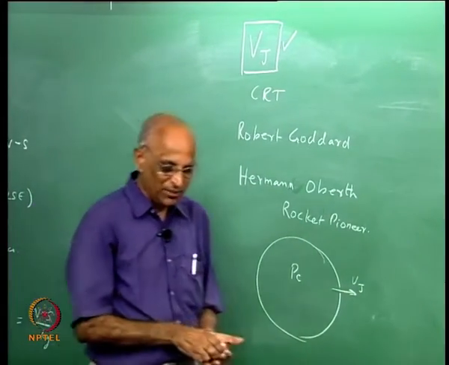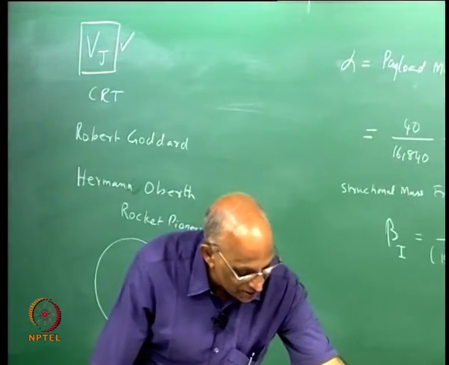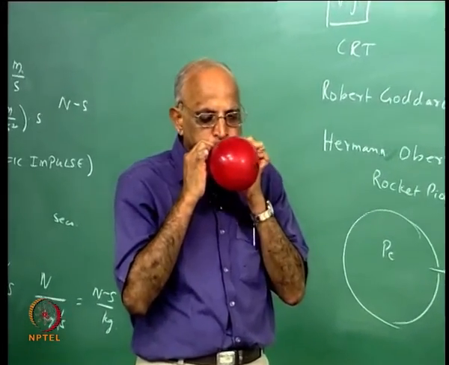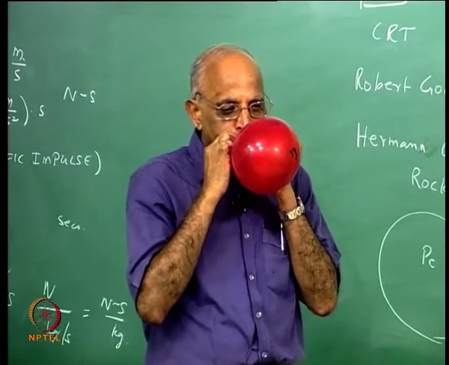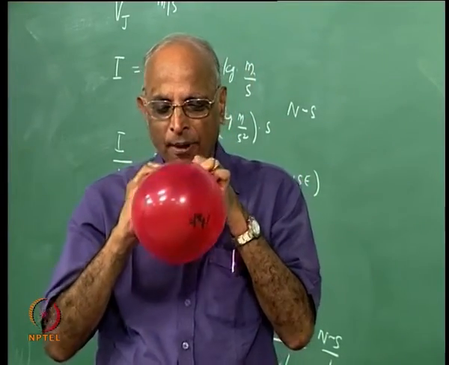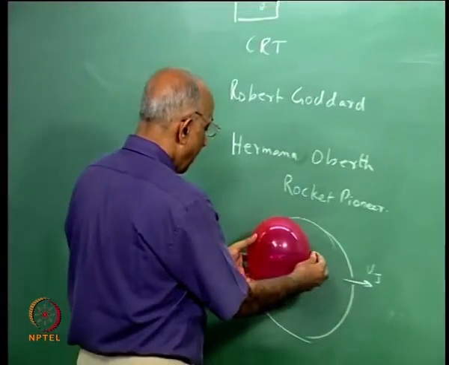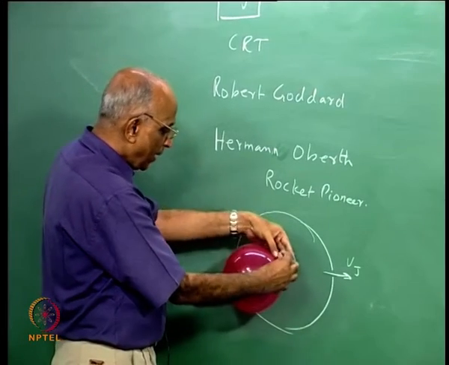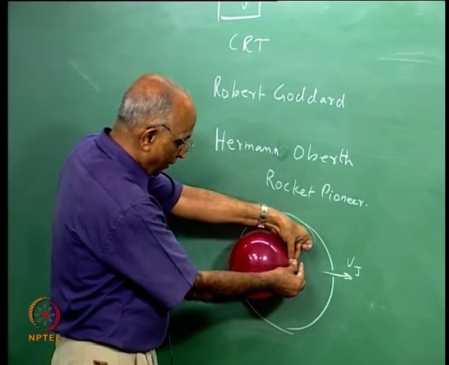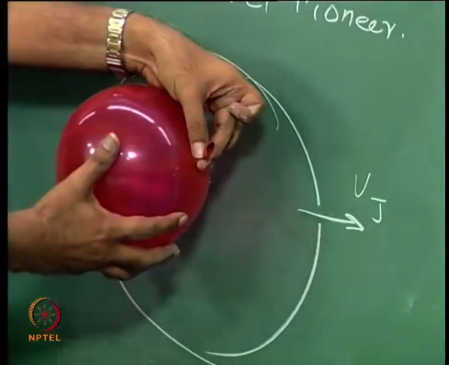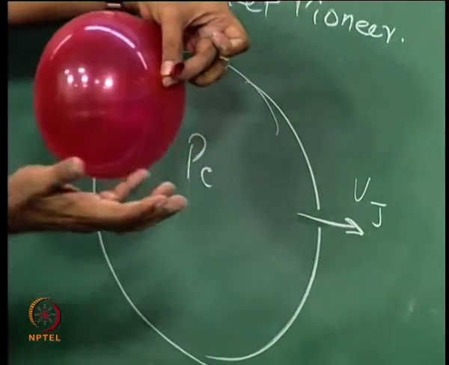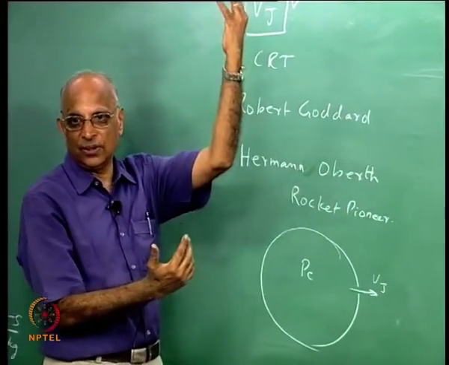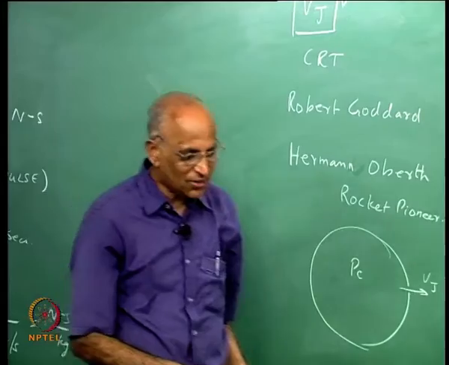Let me take you through a small example. I just got a balloon because this tends to be somewhat fascinating. What I am trying to consider is a balloon filled with air at a pressure Pc. I make a small opening here and I want to find out the velocity with which the gases are going out, and this is exactly the theory of rocket propulsion. I allow it to go and it just pushes it up, and this is what rocket propulsion is. Therefore, let us just take it.